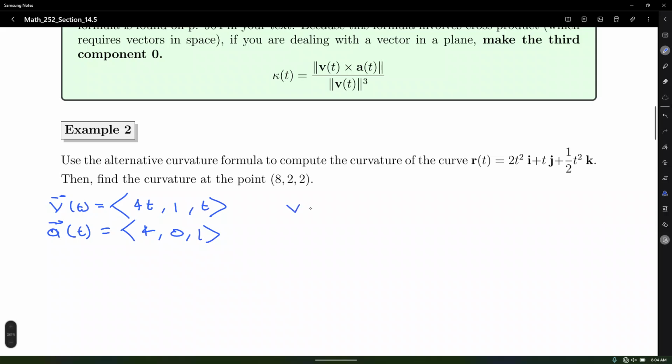So V cross A, velocity cross acceleration, and that'll be i, j, k. And I'm going to write the vectors as rows: 4t, 1, t, 4, 0, 1. All right. This time I'm not just going to give you the result for this cross product. I'm going to do the whole thing, because this is the first time we will do a cross product between two vectors where the vectors are variables. So you might want to see how this works. So let me repeat the first two columns.